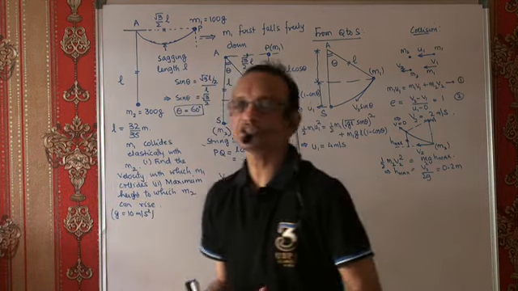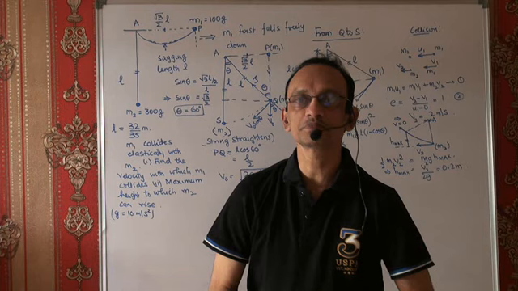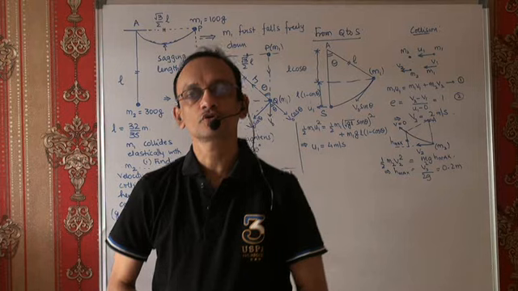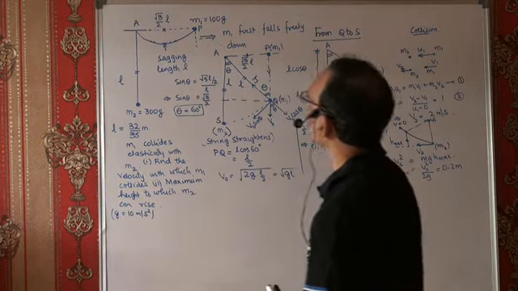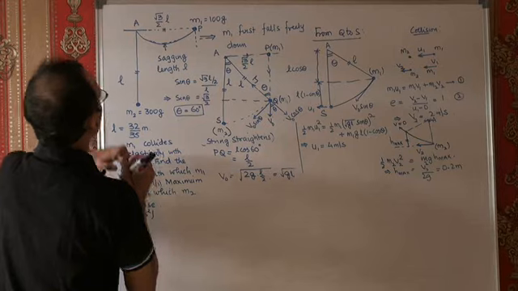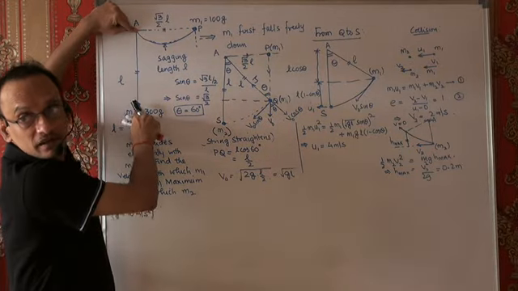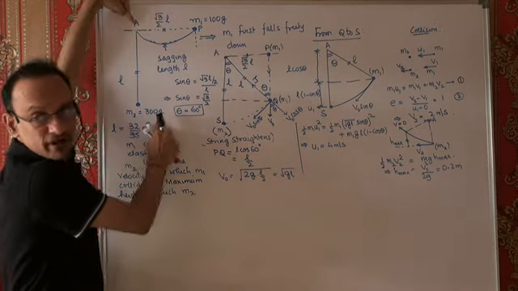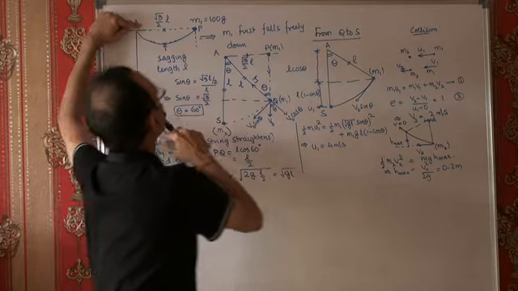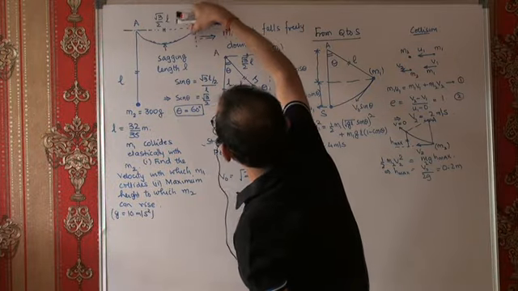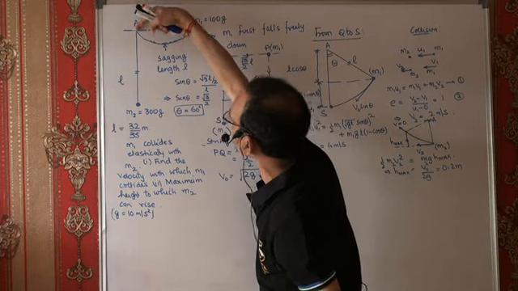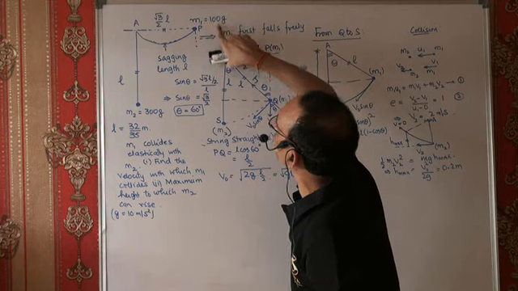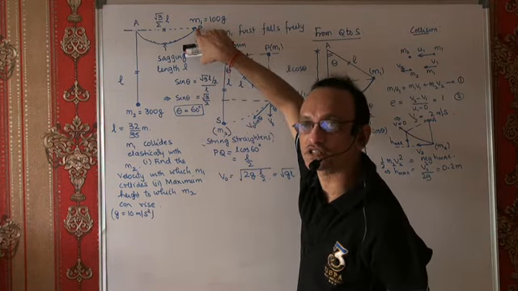Right. While journeying through hosts of problems and concepts in collisions, I came across this interesting situation which I want to share with you. What we have is a light inextensible string of length L, and there is a mass M2, 300 grams, attached at one end of the string. And there is another string which is sagging and is also of length L, with a mass M1 of 100 grams attached at this end P of the string, right?